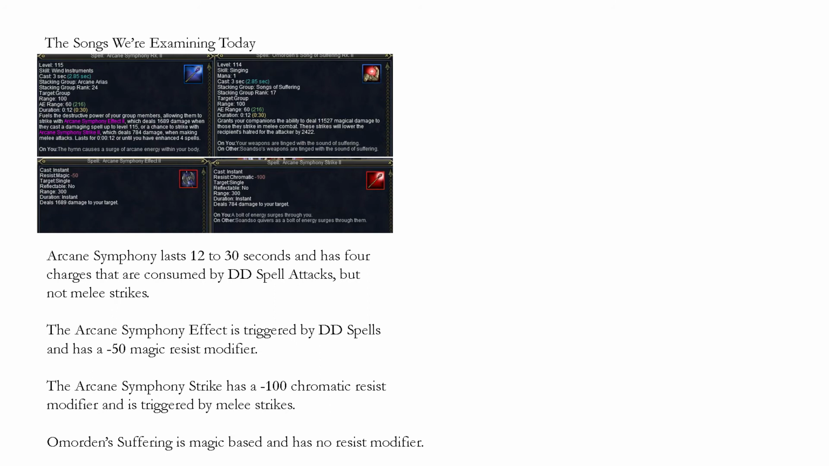The two specific songs that I'm looking at are Arcane Symphony and Omorden Suffering. Stormblade is going to be impacted in the same way as these songs are by various factors.